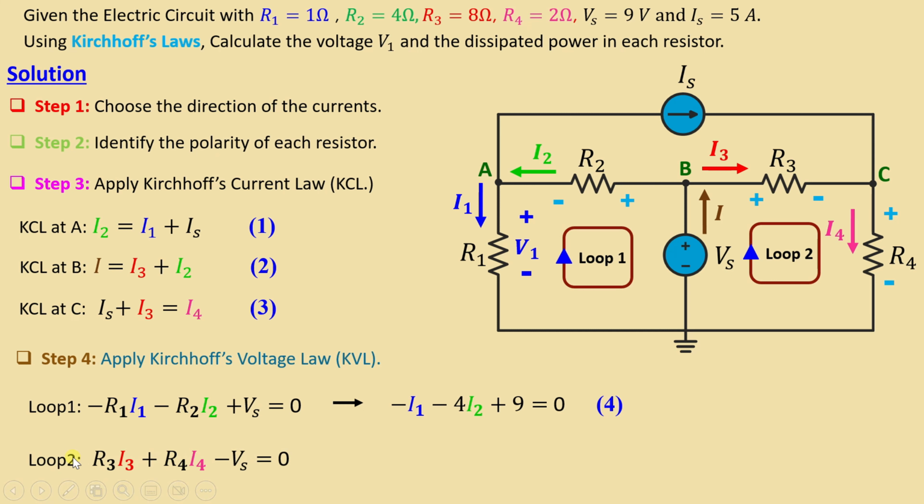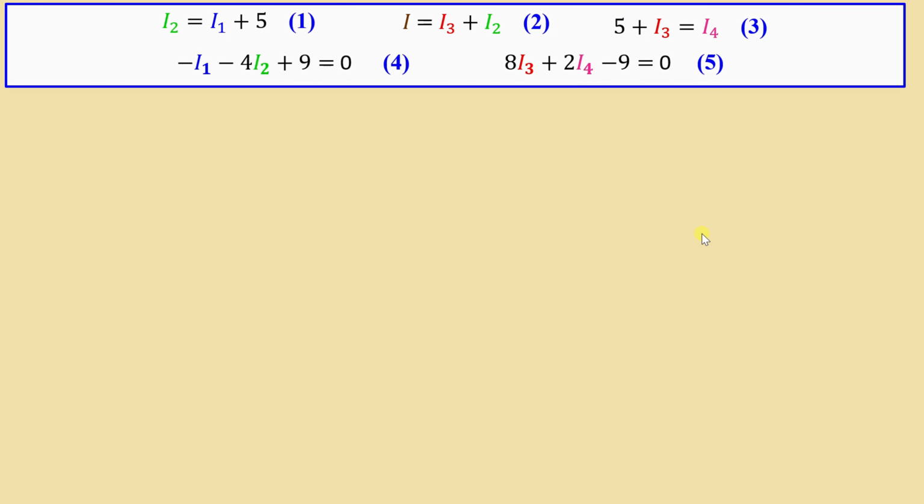We go now to loop number 2. We have R3 I3 plus R4 I4 minus Vs is equal to 0. We obtain finally 8 I3 plus 2 I4 minus 9 is equal to 0. After we finish applying KCL and KVL, we obtain 5 equations with 5 unknowns. We only need to solve those equations in order to obtain I1, I2, I3, I4 and I.